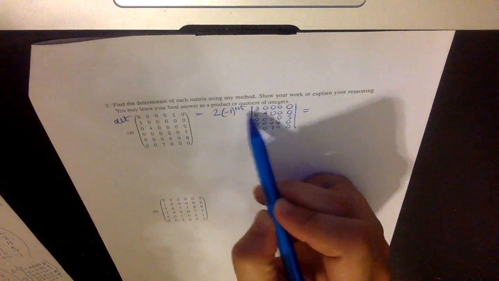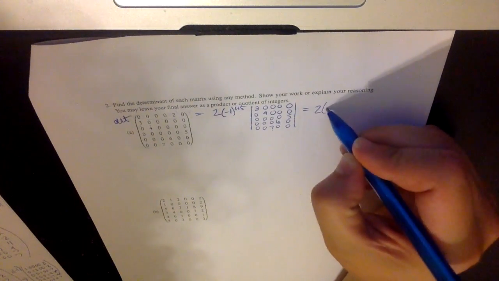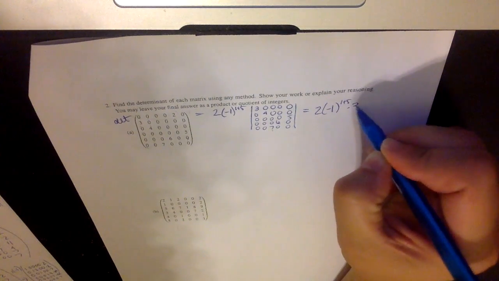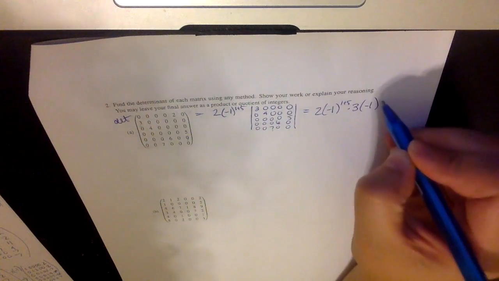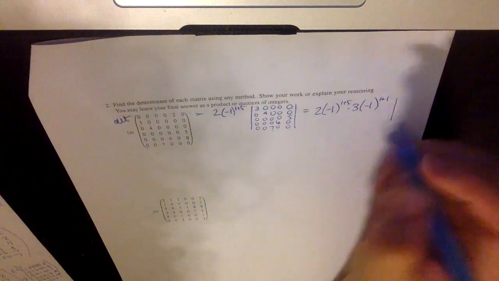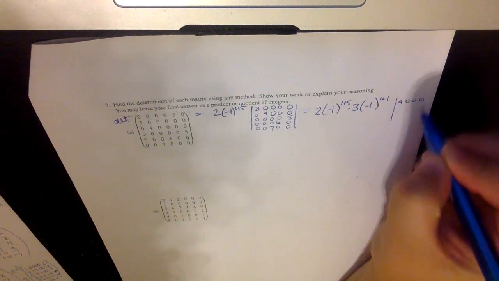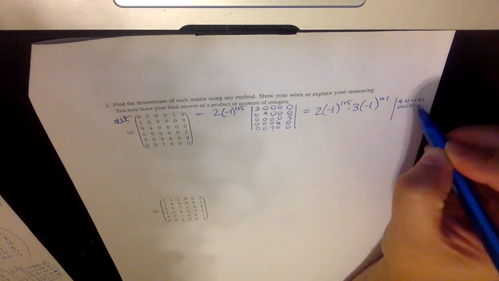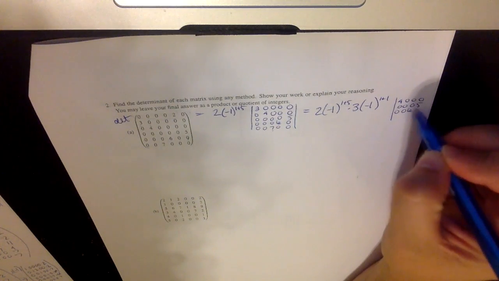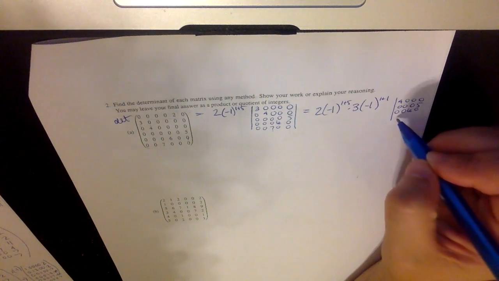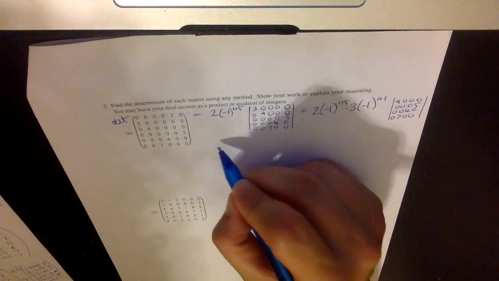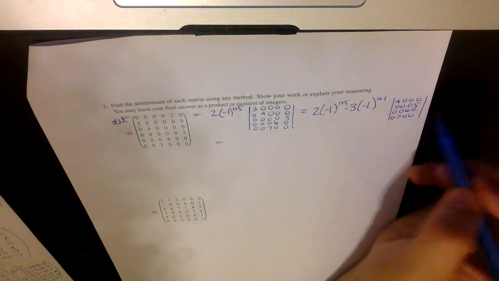We'll expand around this first row. So we get 2 times (-1)^(1+5) times 3 times (-1)^(1+1) times the determinant of this smaller matrix, 4, 0, 0, 0, 0, 0, 0, 5, 0, 0, 6, 0, and then 0, 7, 0, 0. Okay, which then is equal to, now let's do the same thing again.